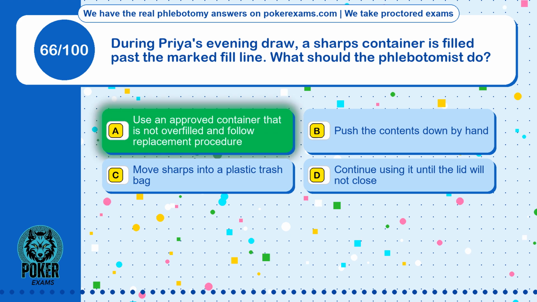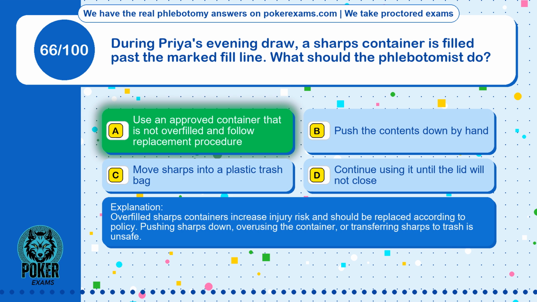The correct answer is option A. Use an approved container that is not overfilled and follow replacement procedure. Overfilled sharps containers increase injury risk and should be replaced according to policy. Pushing sharps down, overusing the container, or transferring sharps to trash is unsafe.